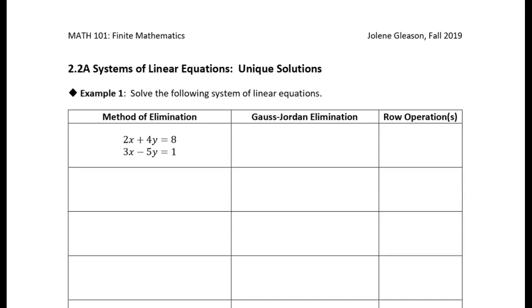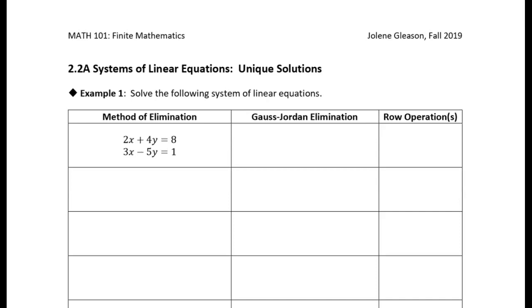All right, so in the last chapter, we found the intersection of two lines by a couple of different methods. We used the method of substitution, and we also used the method of elimination. And in this chapter, we're going to learn some more sophisticated methods for solving systems of linear equations.